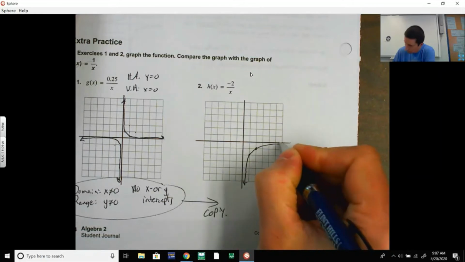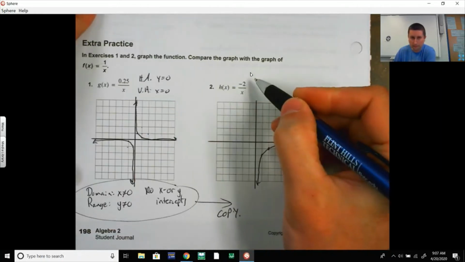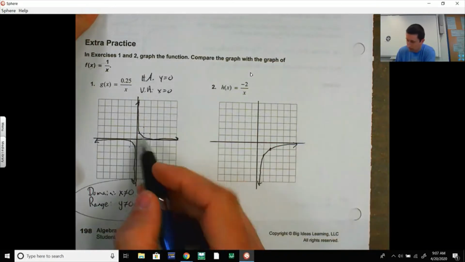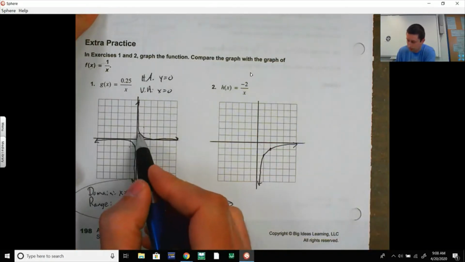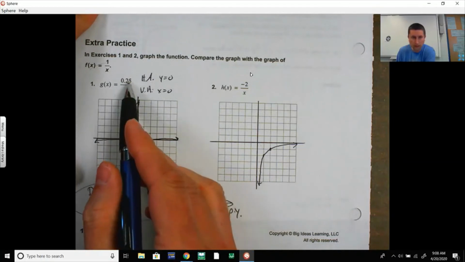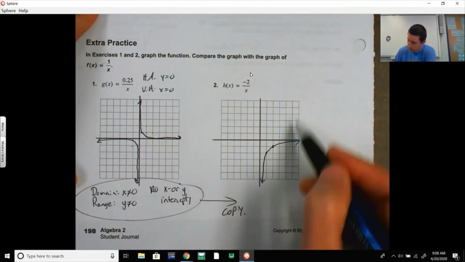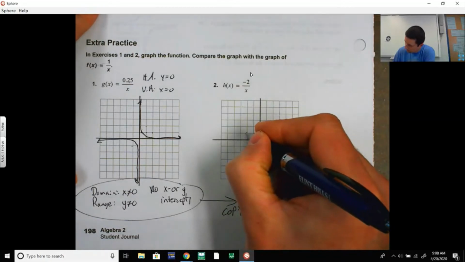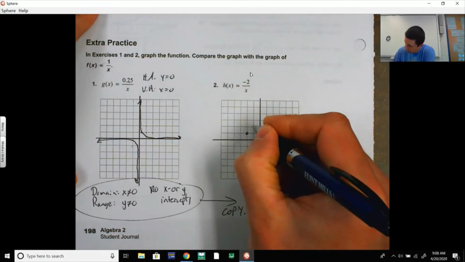You notice the number got bigger on the top, and so we got farther away from this intersection of the asymptotes. This was a smaller number on top, and we're closer. We're a tighter curve in here. So the smaller the number on top, the tighter the curve. The larger the number, the bigger the curve. If I go negative 2, I'd get 1. If I go negative 1, I'd get 2.